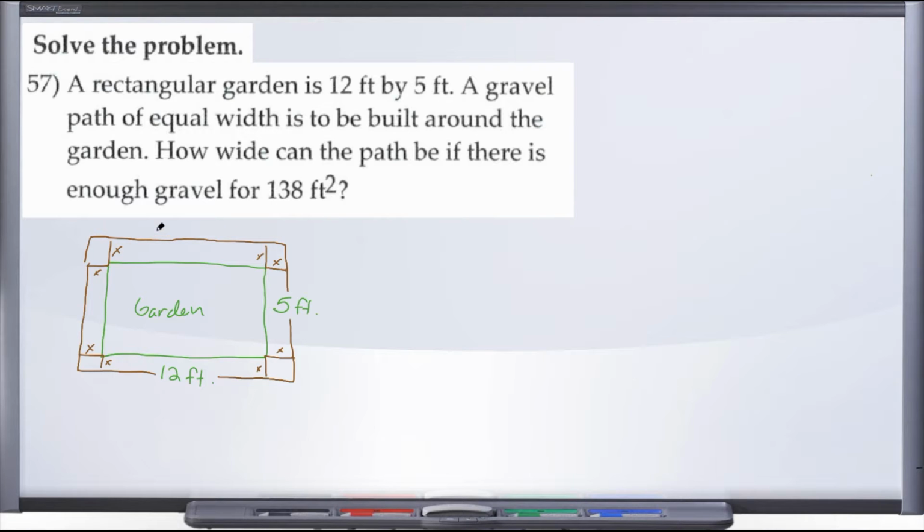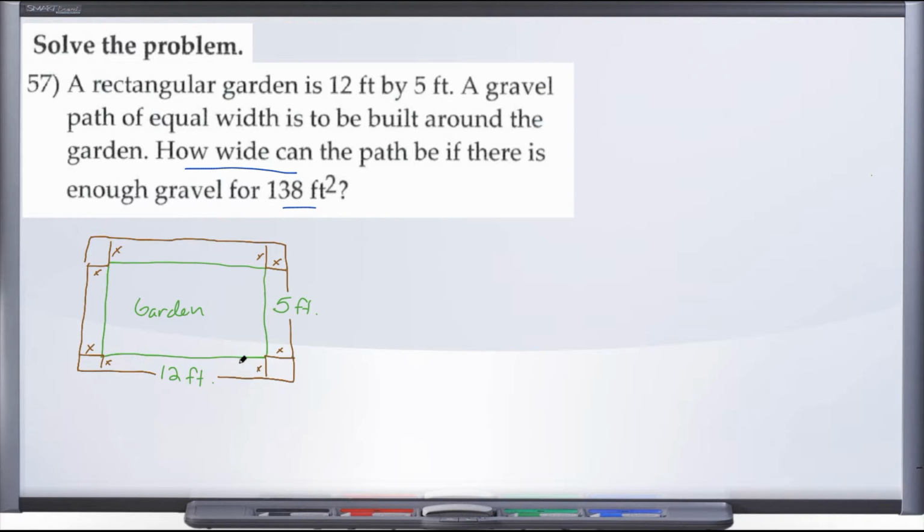All right, so before I started recording, I sketched out this little diagram to save us some time. And so we have a garden with a dimension of 12 feet by 5 feet. And then around this garden, we're going to build a gravel path. We don't know how wide the gravel path is. That's actually what we're trying to find, right? How wide can the path be if there's enough gravel for 138 square feet? Well, since we don't know the width of the path, let's try to set up an equation that's going to help us to solve for that.